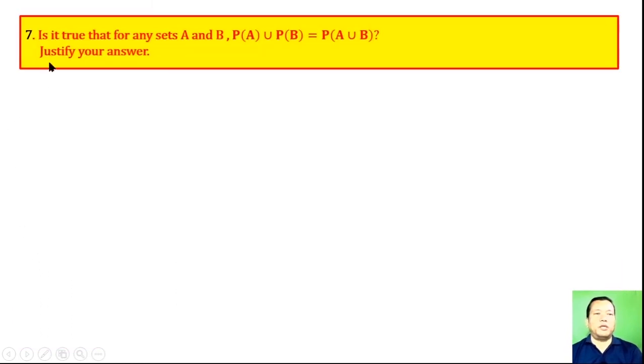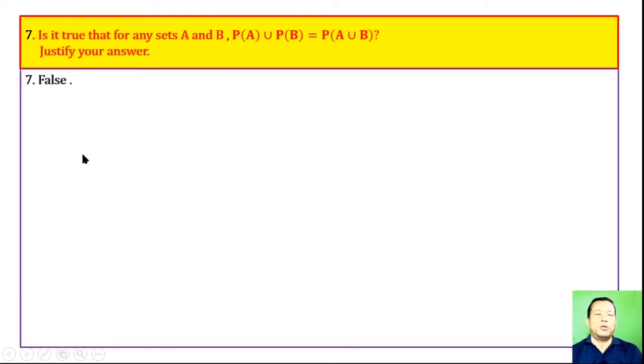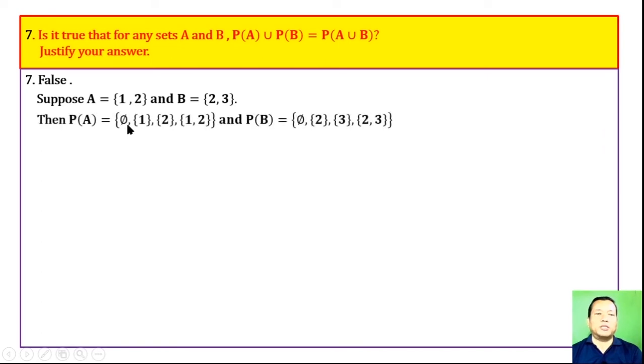Question number 7. Is it true that for any sets A and B, power set of A union power set of B equals power set of A union B? Justify your answer. False. Suppose A consists of 1, 2, B consists of 2, 3. Then P of A consists of these 4 elements. P of B consists of these 4 elements. Their union gives this.